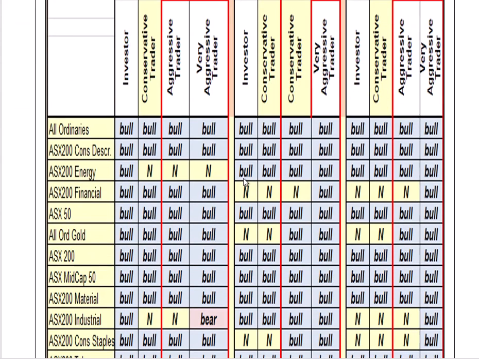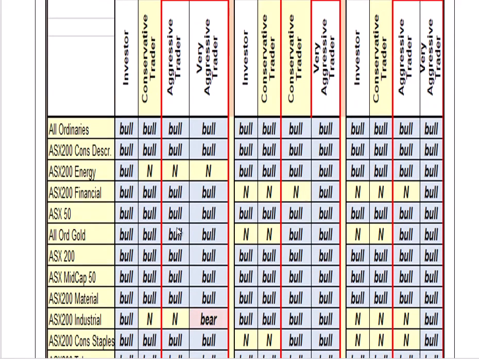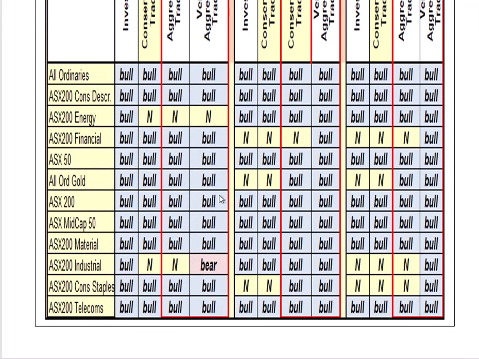Here for the sectors, again we do the same thing on a weekly basis as well as daily basis, and we tell you what we see, which sector is performing better. At the moment our market most likely is on a bullish trend, and you know that the last few weeks we've seen our Australian market hitting an all-time high.